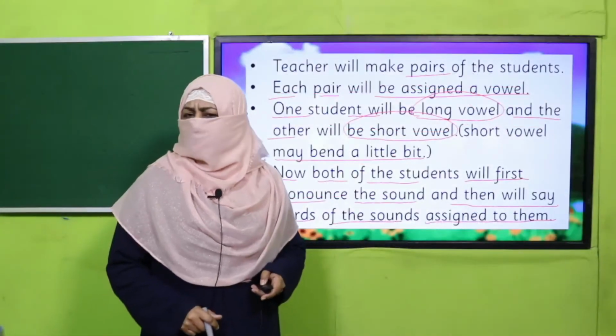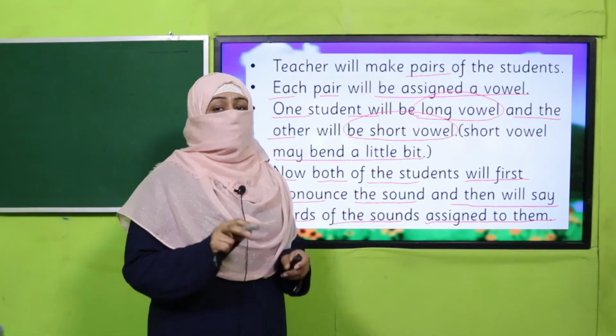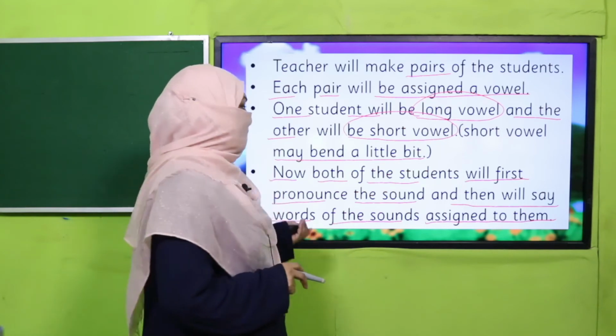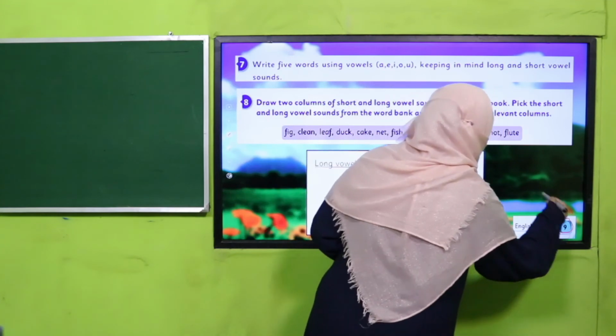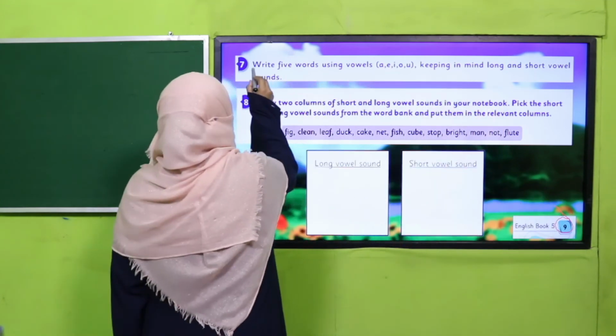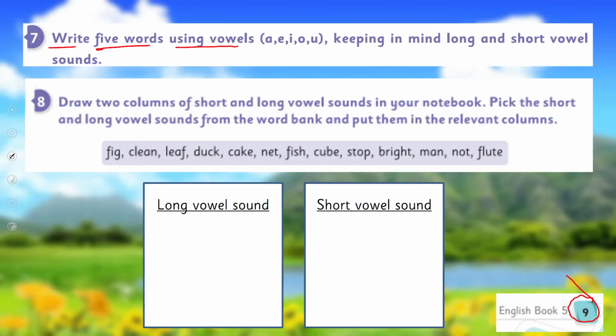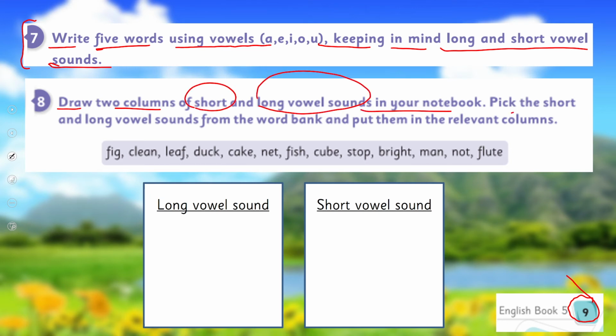Yes, my dear students, are you done with it? Good job. Now, all of you settle down, sit down on your seats because we are going to practice from the book. All of you look at page number 9. First, question 7 is write 5 words using vowels, keeping in mind long and short vowel sounds. Okay, simple, you have to write 5 words. And question 8 is draw 2 columns, short and long vowel sounds. In your notebook, pick the short and long vowel sounds from the word bank and put them in the relevant column. Okay, here is the word bank.